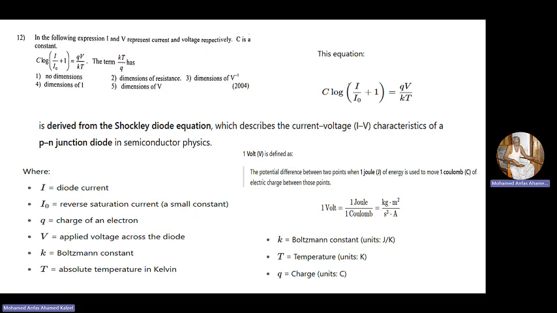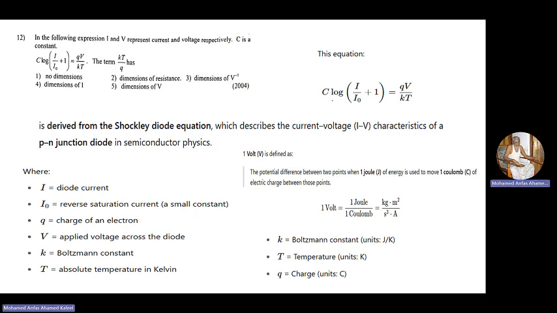Okay, so this question we can do by two methods. One is understanding this equation's components, from which we can identify or derive the dimension of the kT over q term. In the other way, by dimensional analysis we can also derive the dimensions of the kT over q term. First, we will see how we can derive the term kT over q by understanding the equation.